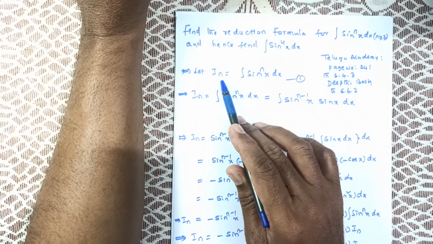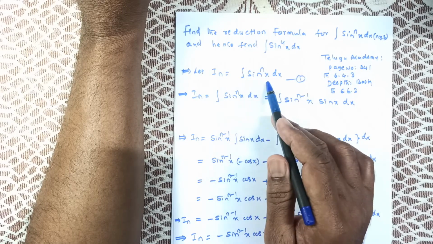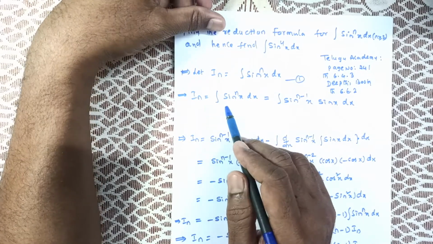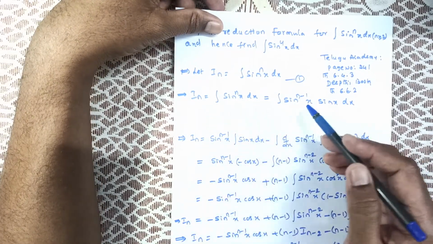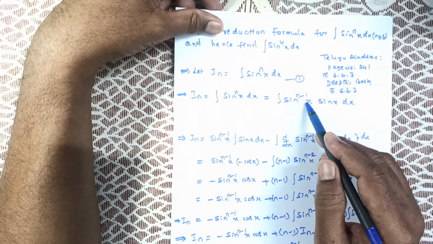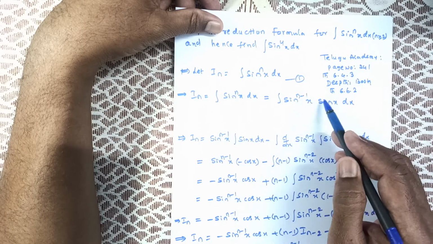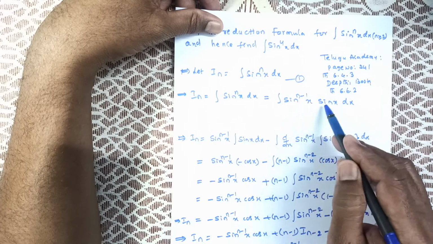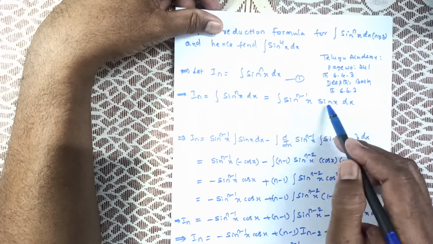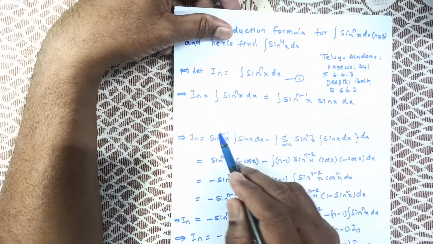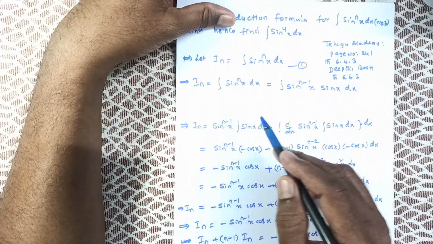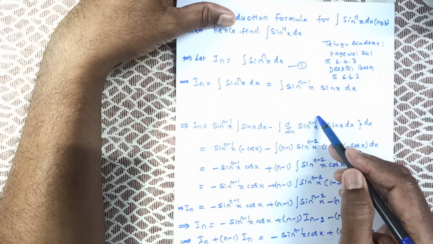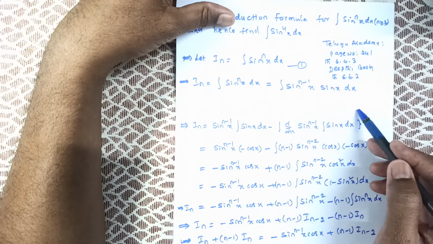It is an identity. I_n is equal to the integration of sin power n x dx. We can write this as the integration of sin power n minus 1 of x into sin power 1 x, since plus 1 and minus 1 cancel. We consider these as u and v. The integration of uv dx is equal to u into the integration of v dx, minus the integration of d by dx of u into the integration of v dx, whole dx.